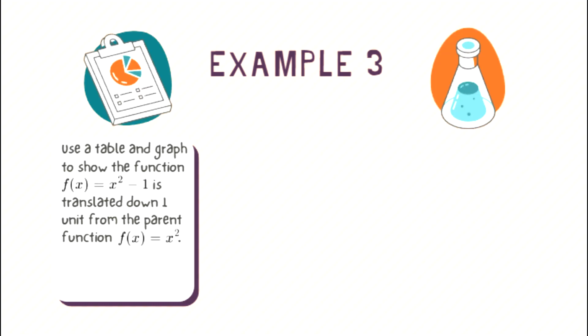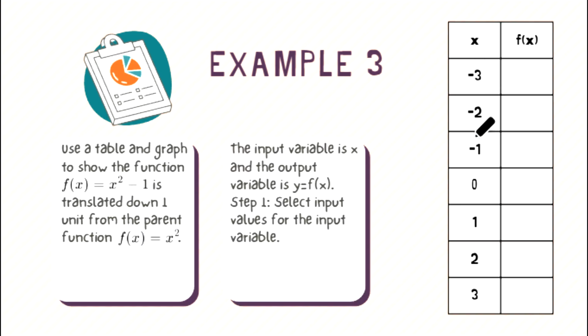Okay. Example 3. Use a table and graph to show the function f of x is equal to x squared minus 1 is translated down 1 unit from the parent function f of x is equal to x squared. Here's our parent. Here is our translated. Okay. The only thing that matters in the translation is this number. So first you're going to figure out your x coordinates. This is what they used.